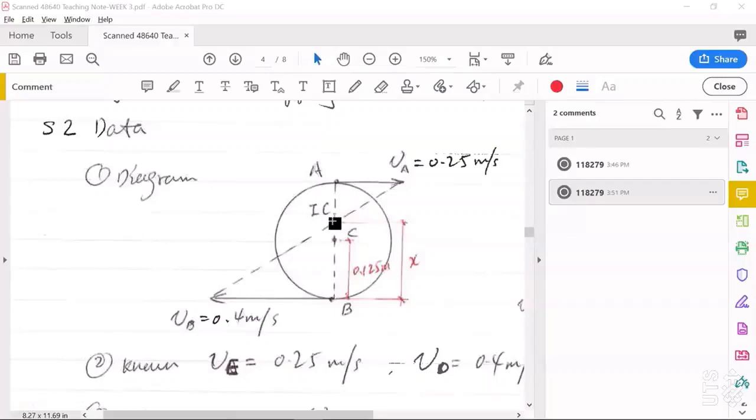Okay, so it's easy to determine the IC point using this diagram. And its location, its distance between IC and B, we can assume is X. And we can use calculation to determine X. And here, I just let you know how to draw this diagram.